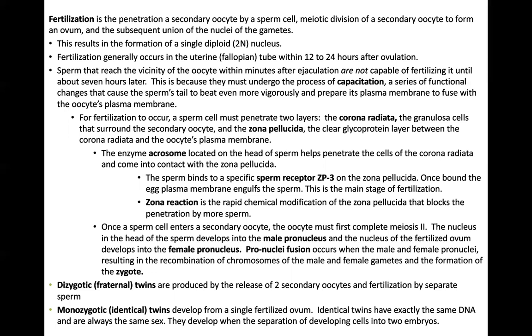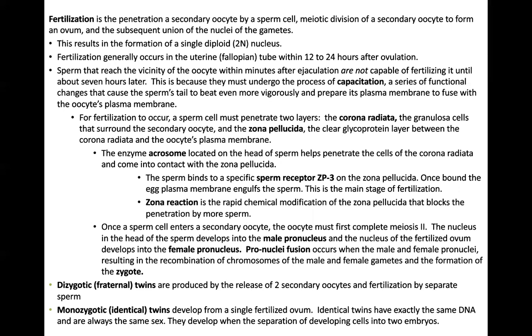For fertilization to occur, a sperm cell must penetrate 2 layers on the outside of the egg. One is called the corona radiata, which are granulosa cells surrounding the egg, and then a zona pellucida, a clear glycoprotein layer between the radiata and the oocyte's plasma membrane. Now, remember, on the head of the sperm is that cap-like vesicle structure called the acrosome, which releases enzymes that help to penetrate the radiata and come into contact with the pellucida.